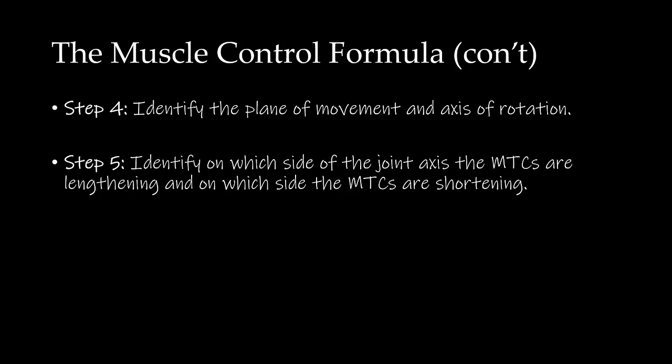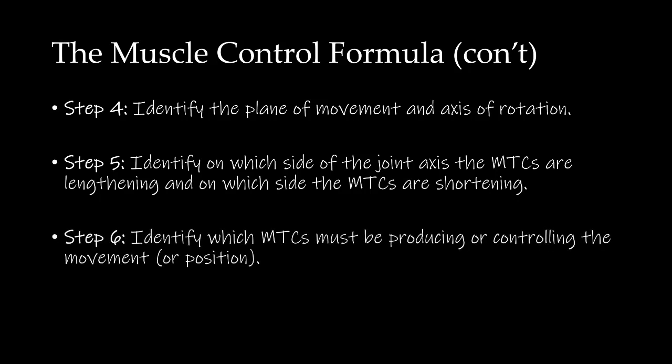Step number 5 is to identify on which side of the joint axis the MTCs are lengthening and on which side the MTCs are shortening. And finally, in step 6, you will identify which MTCs must be producing or controlling the movement or position.